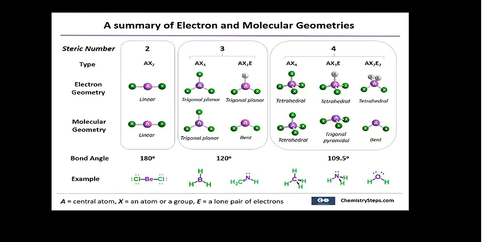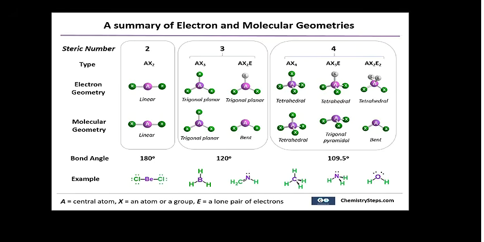Having introduced you to the VSEPR theory, I'm just going to give you a summary, using the help of this diagram, of the molecular geometries that you have to know. Of course, in more detail, there are a few videos you have to watch below: one on this, one on the molecular orbital theory, and one on the valence bond theory.